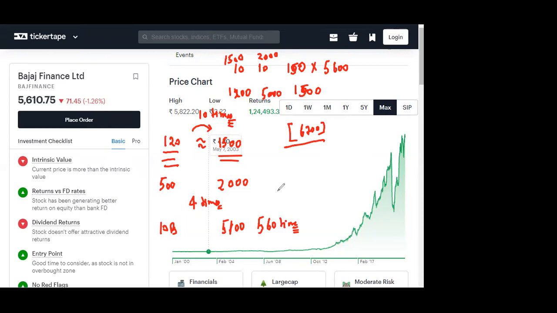How are you guys calculating? Okay, yes, correct. So 10 into 1,500 is 15,000. 10 into 2,000 is 20,000. But 150 into 5,600, I don't know how you are calculating, it is 8,75,000. Shravya, you would have become a lakhpati, right?